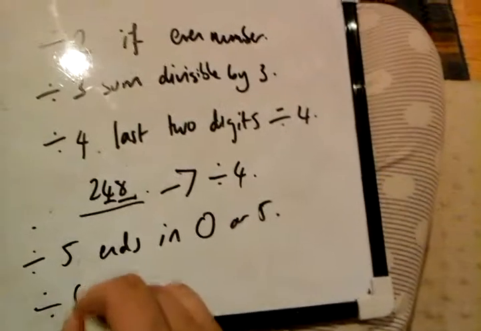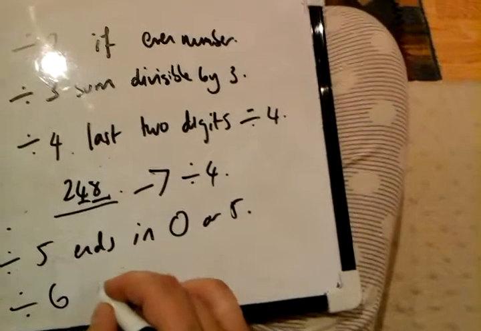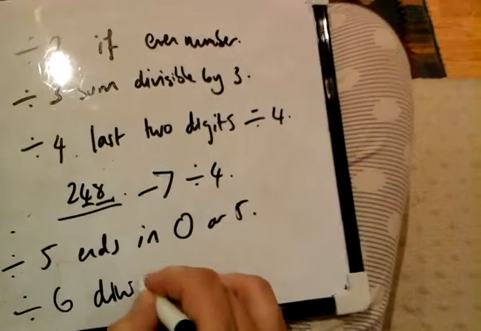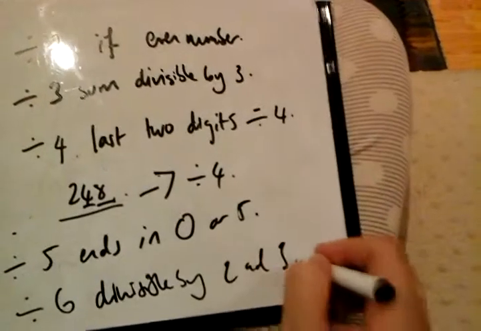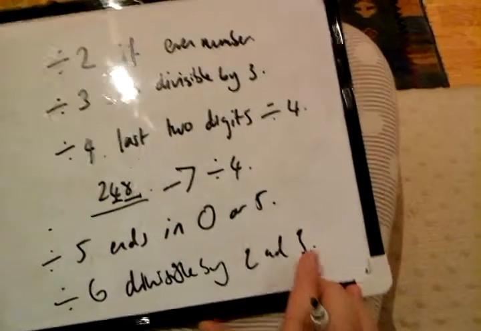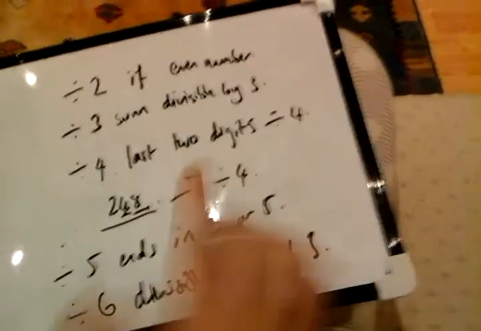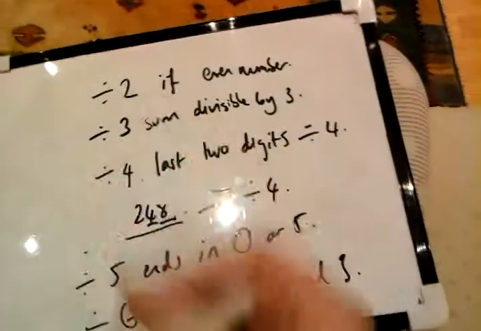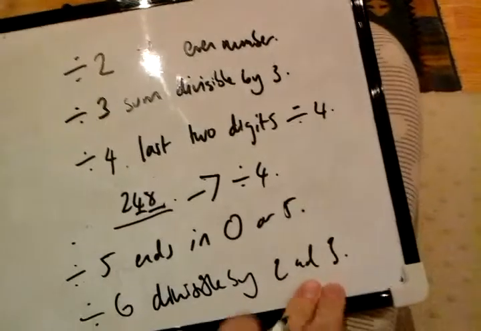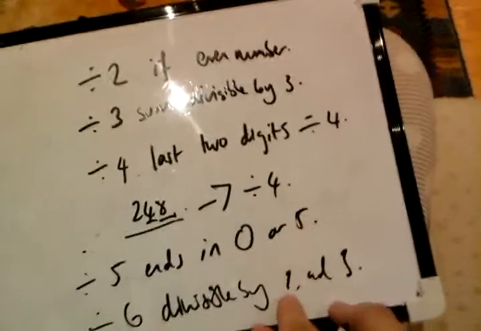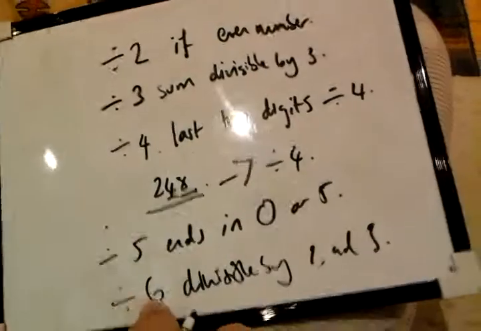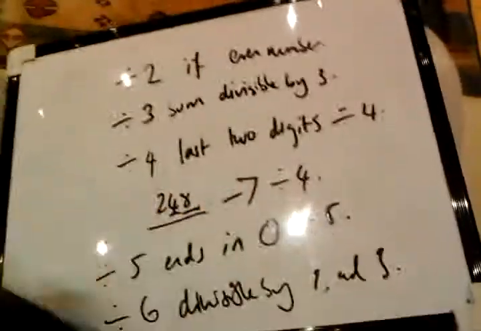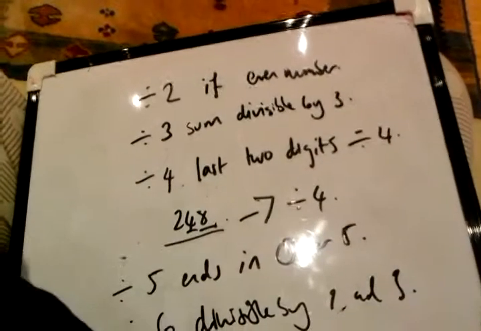Divided by 6, if it's divisible by both 2 and 3. So the answer that you get must be divided by 2 and 3. So the number should be divided by both of these numbers, not together, separately. So let's just say, let's pick 12. 12 can be divided by 2. Yes. Can 12 be divided by 3? Yes. So that's divided by 6. So that's how you know.